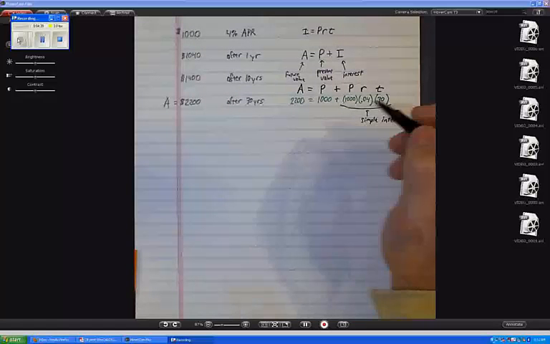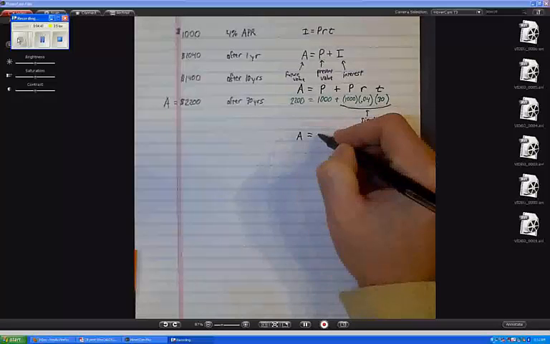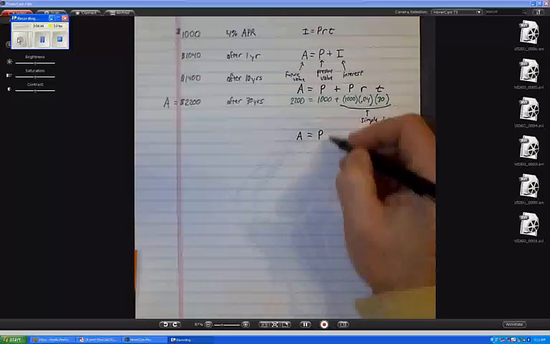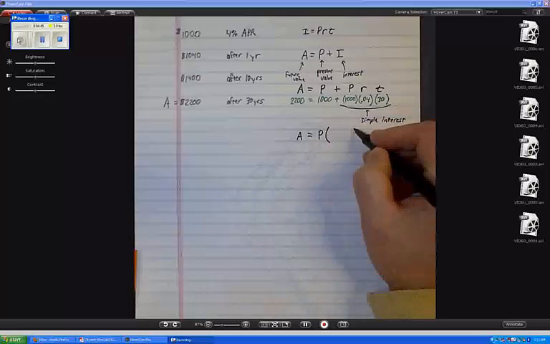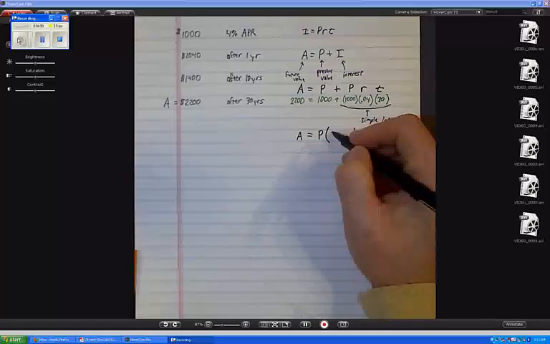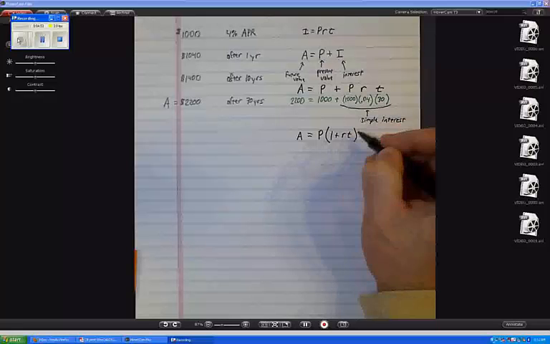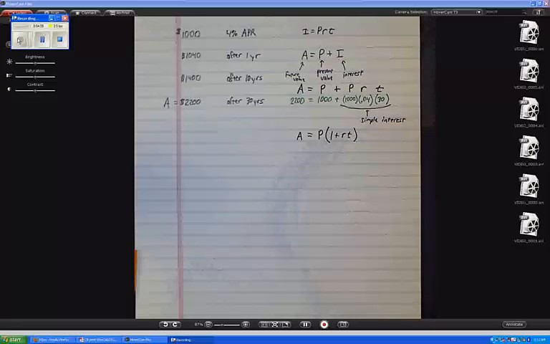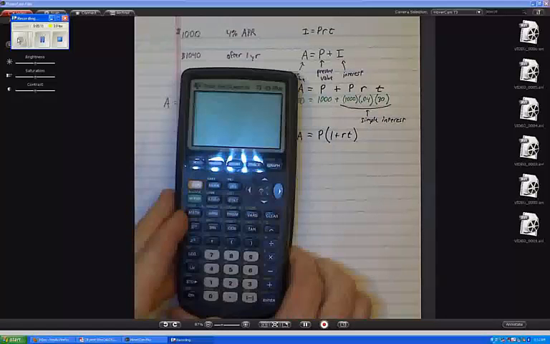So I'm going to write A equals P times, and do you know what I'm going to put in there? 1 plus RT. If I write P times 1 plus RT, I just want to point out that is another way to compute simple interest. And this is what people in finance do the most often. They'll do it this way. The first thing they'll do is what's in parentheses.